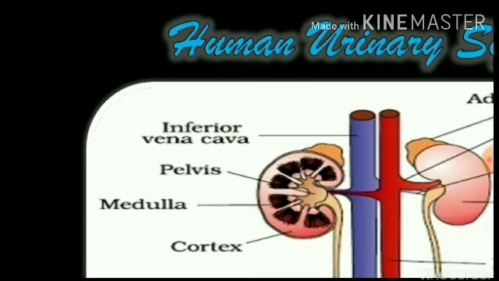Then the outermost part of the kidney is called the cortex, and just above the kidney you are able to see 2 crown-like structures. These are the adrenal glands, a pair of adrenal glands that you must have studied about in your previous class. This is the adrenal gland. Here we have the pelvis. This portion is called the medulla, and the outermost portion, the pink one, is known as the cortex.